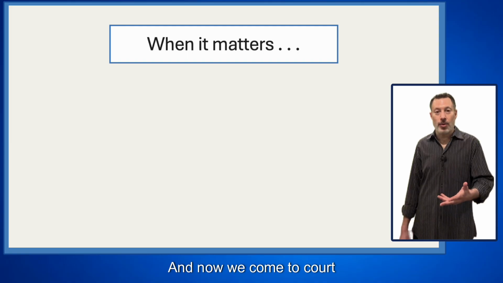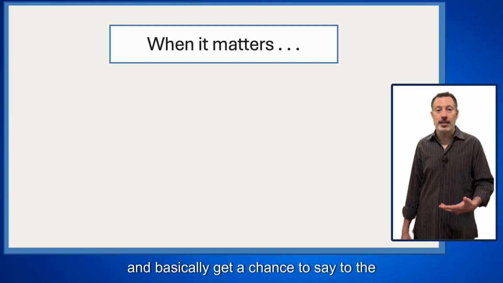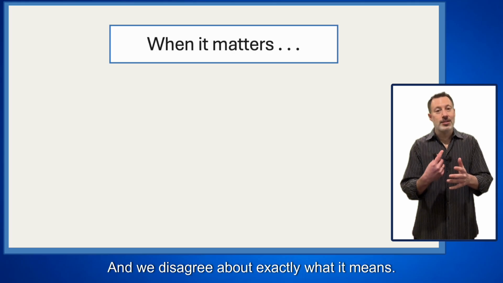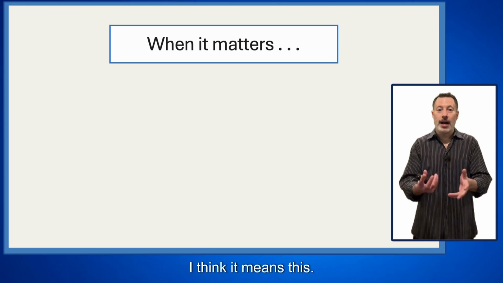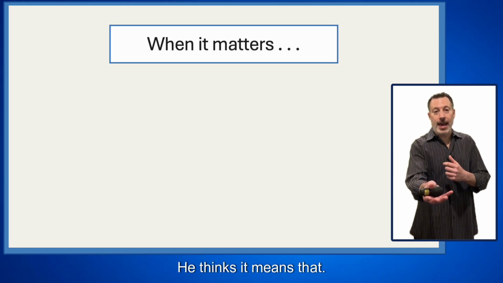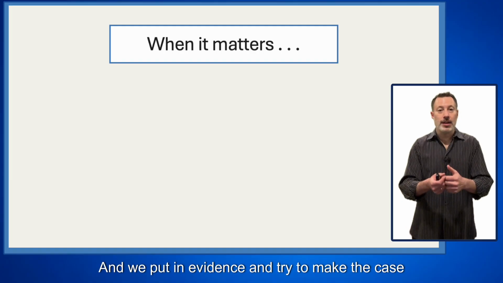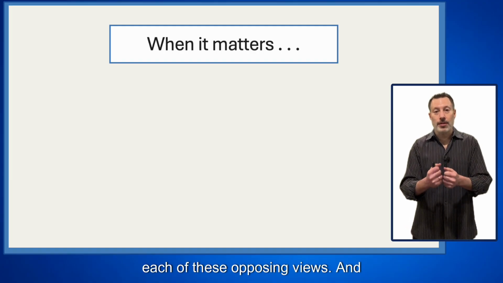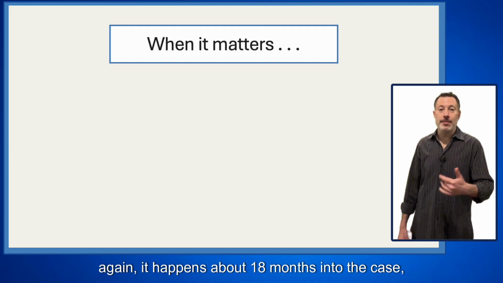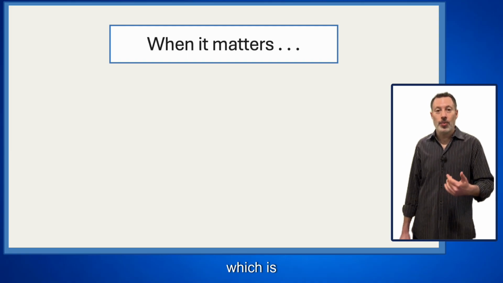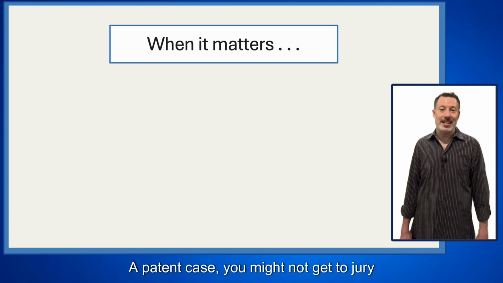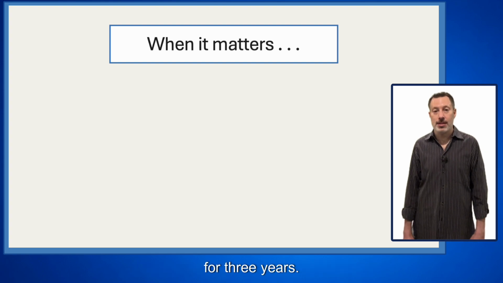And now we come to court and basically get a chance to say to the judge, claim 2, there's this phrase, and we disagree about exactly what it means. I think it means this, he thinks it means that, and we put in evidence and try to make the case for each of these opposing views. And again, it happens about 18 months into the case, which is early as compared to the full flow. A patent case, you might not get to jury for 3 years.